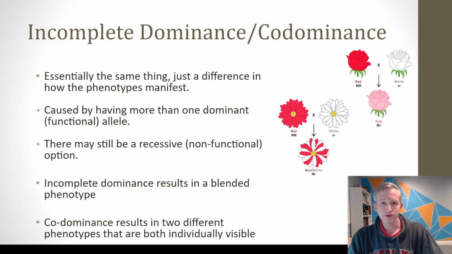So a person who is AB, for instance, for blood type, would have two different alleles, both coding successfully for proteins that show up on the surface of their blood cells. And so if you looked at that person's blood cells, you would see both the A protein on its own doing its thing and the B protein on its own doing its thing. And so you would have both versions being present and visible. We would call that codominance.